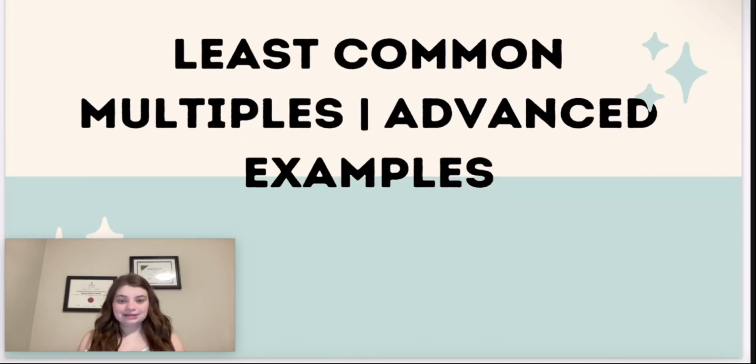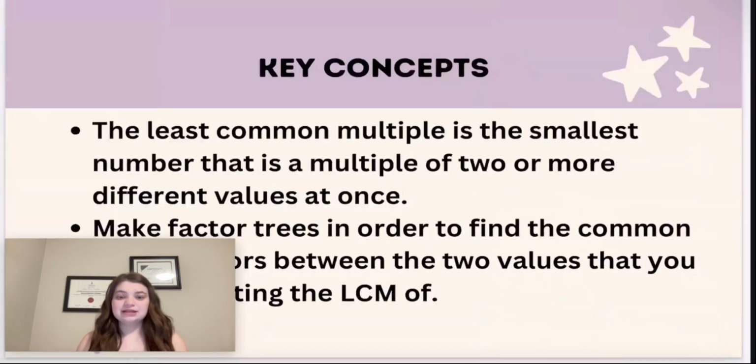Welcome back. Today we're going to be going over some least common multiple advanced examples, so essentially examples where the numbers are much larger and it's much harder to tell just by looking at them what the least common multiple might be. So basically the least common multiple in general is the smallest number that is a multiple of two or more different values at once.